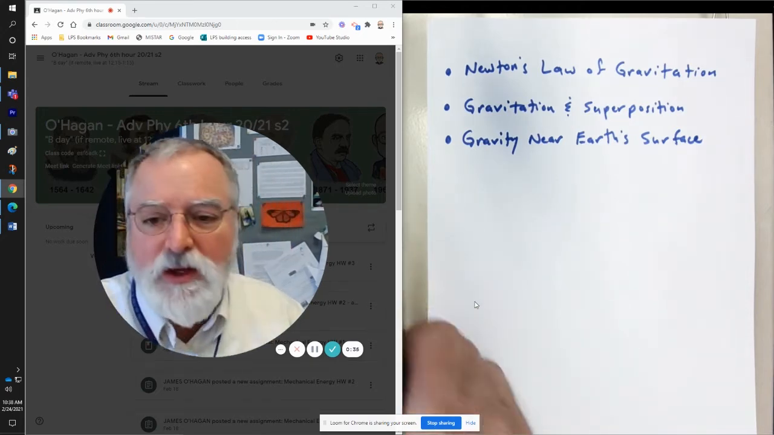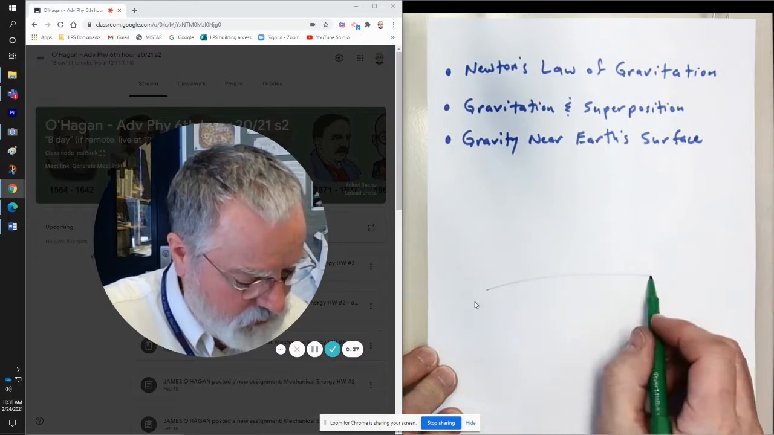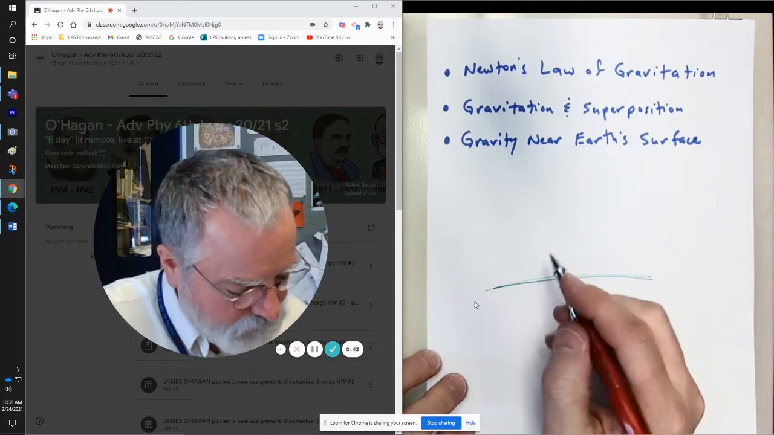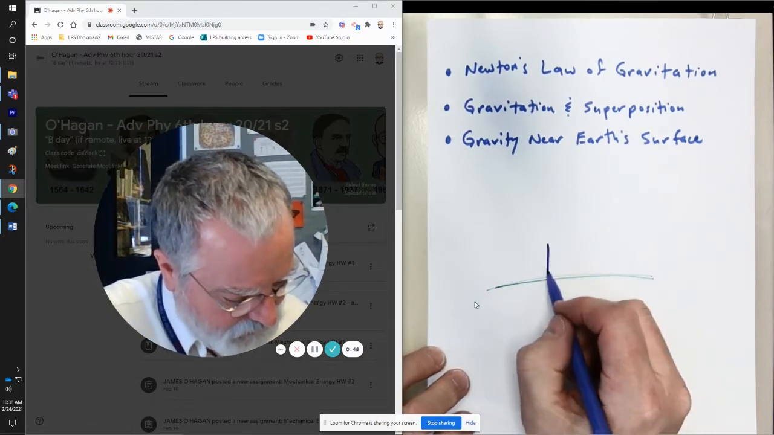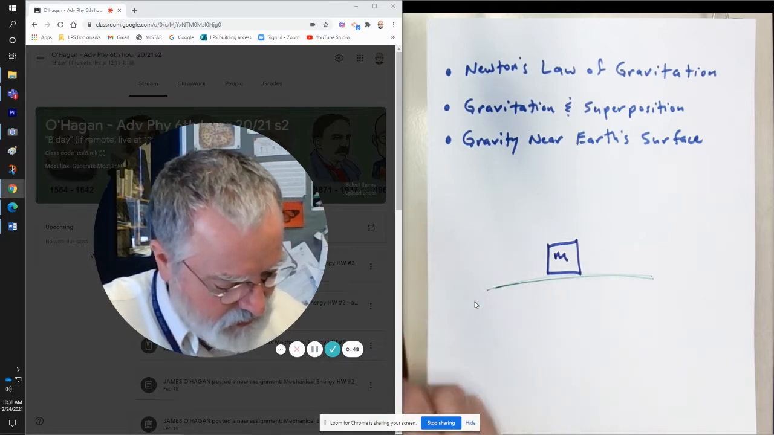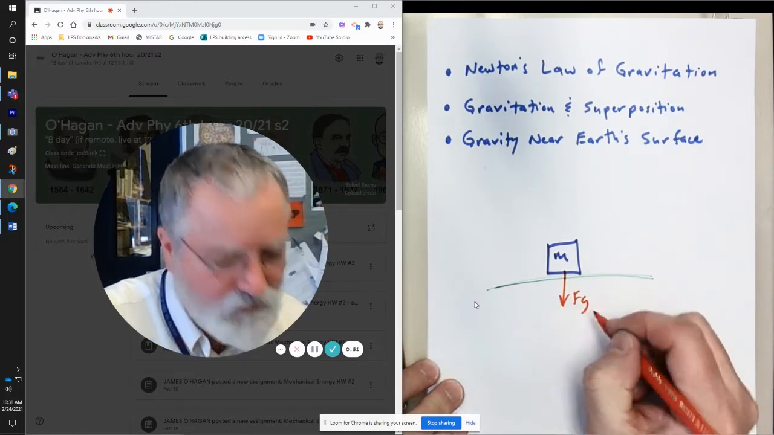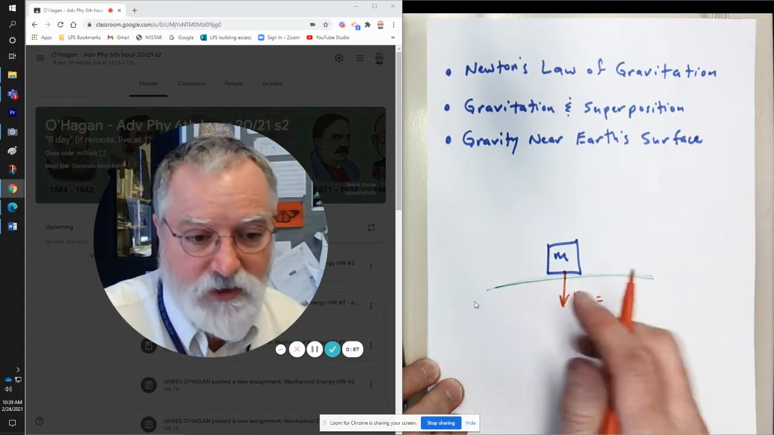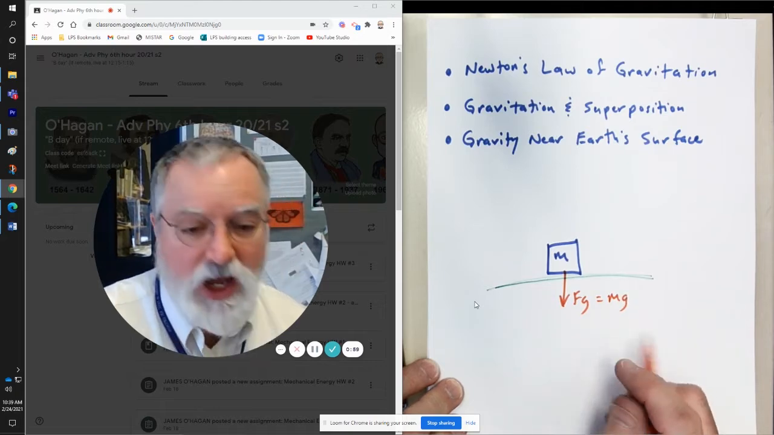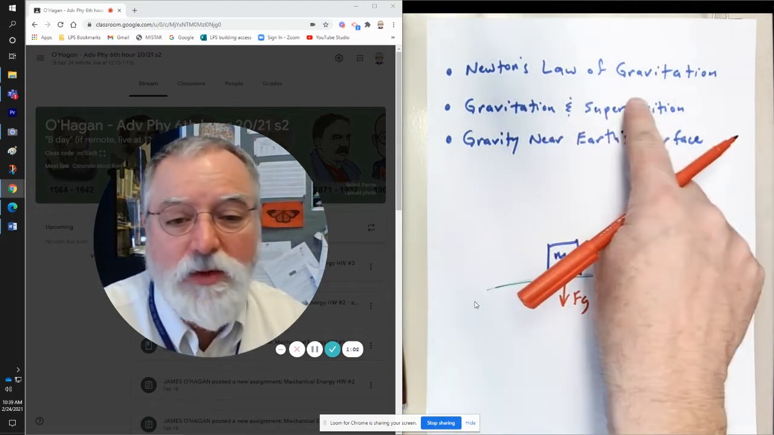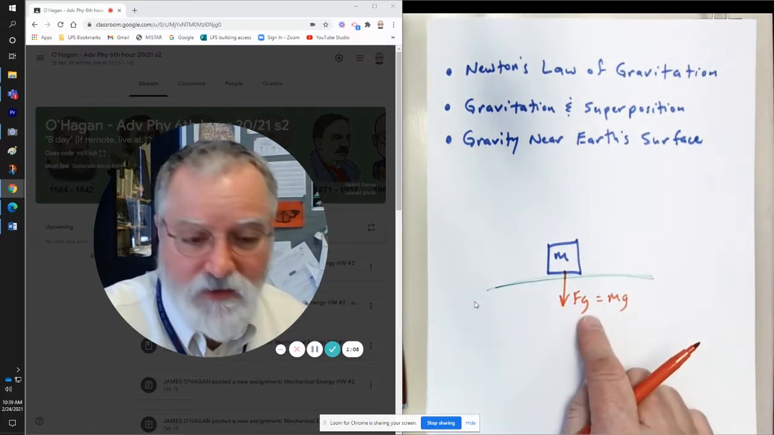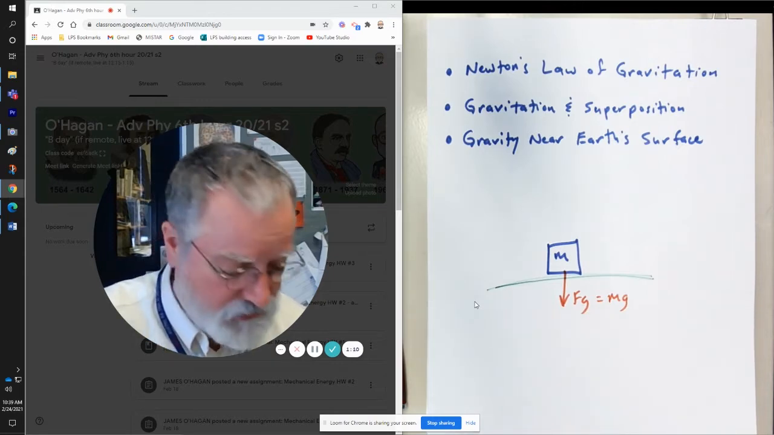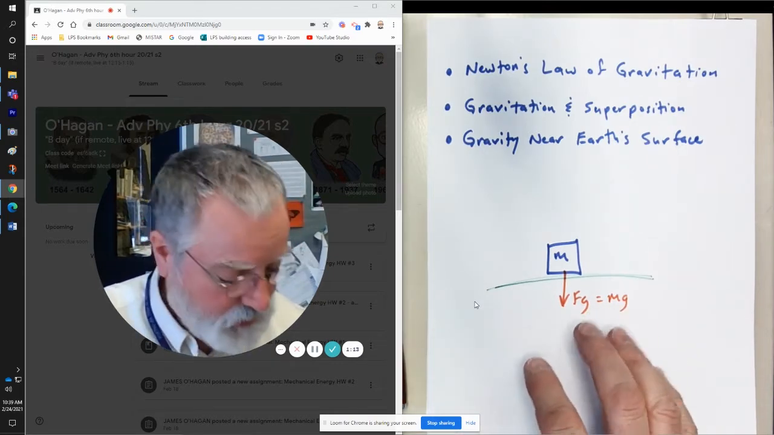Okay, so let's say you've got an object here on Earth. There's the Earth, and you've got an object there on Earth. And it's got some mass, and I want to know the force of gravity trying to pull it down. Well, this should be easy. Force of gravity is, because it's near the Earth's surface, mass times g. This is not what we're talking about for Newton's Law of Universal Gravity. This is actually a special case of using Newton's second law to find out how much the Earth pulls something down. That's not what we're talking about.